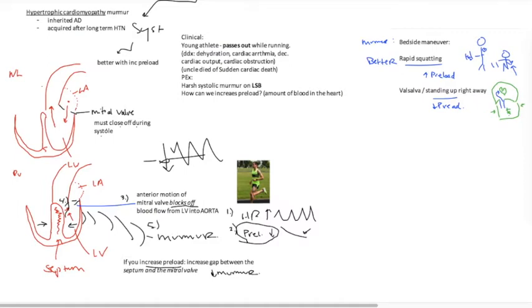If you increase the pressure here, it actually closes this off a little bit. Okay, it closes that off, and you get decreased preload. So that's why the Valsalva decreases preload, and the murmur gets worse. So that's not good.